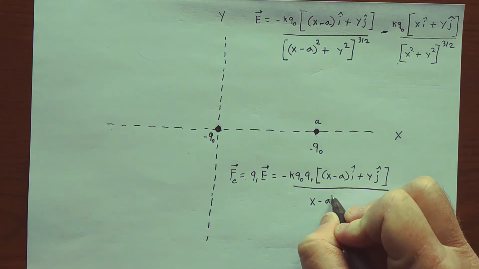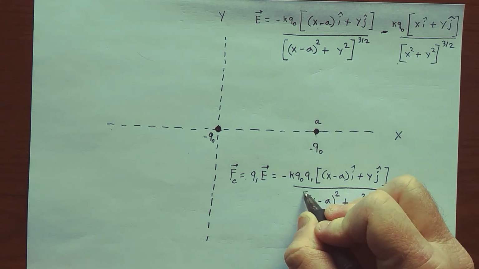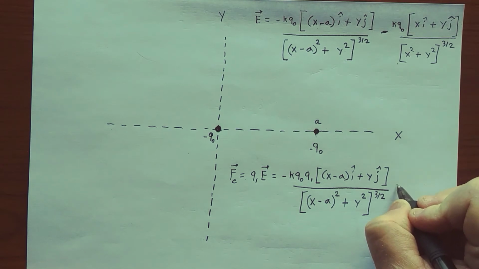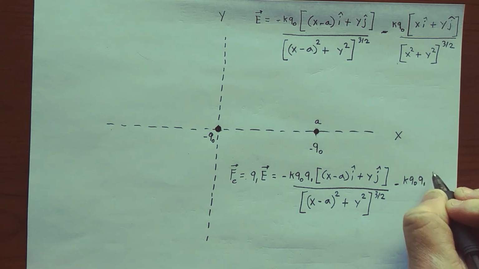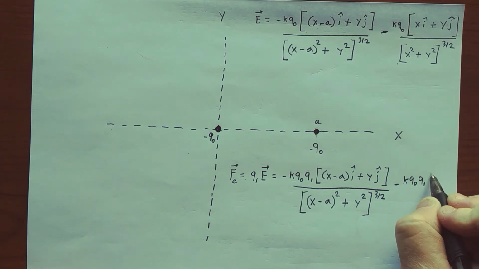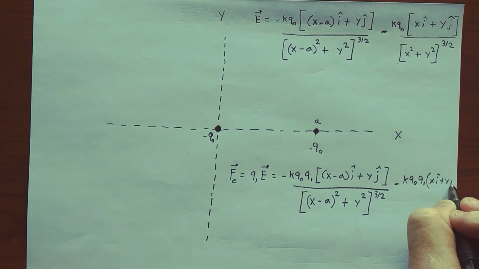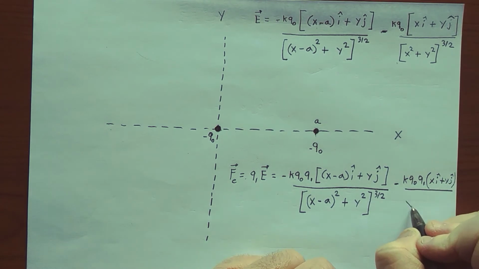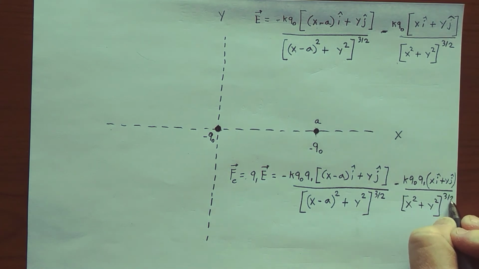Okay, so this is the force on this particle of charge Q1 at an unspecified location in the xy plane. So x and y are left unspecified, minus K Q naught Q1 times, we don't actually need square parentheses here, plus y j hat. Okay, so that's the force.